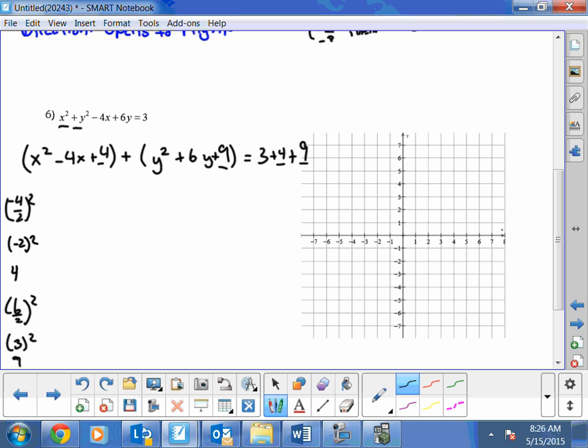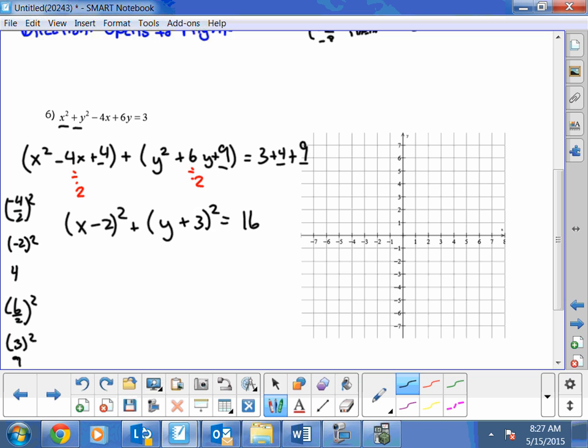9, 9. Now let's follow the process of dividing the middle number by 2, and let's form one binomial. There. So the same thing on the right side with the y. Divide the b value by 2. We get plus 3 squared. And 3 plus 4 plus 9 is 16. So we have this here.